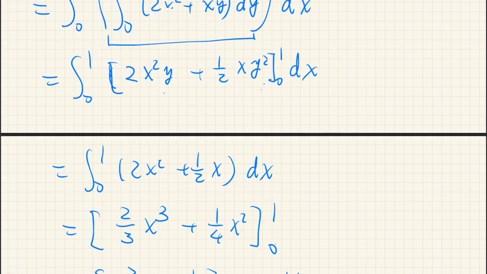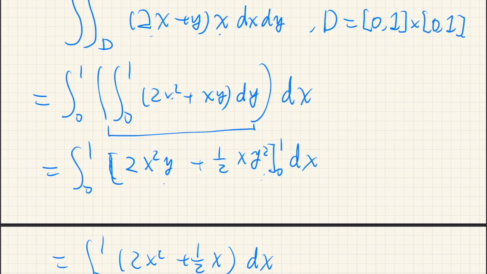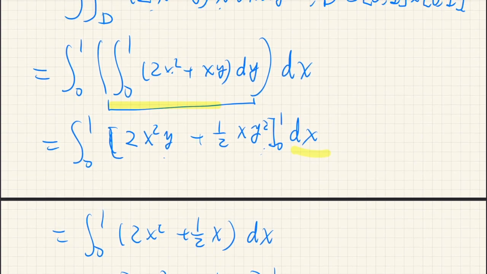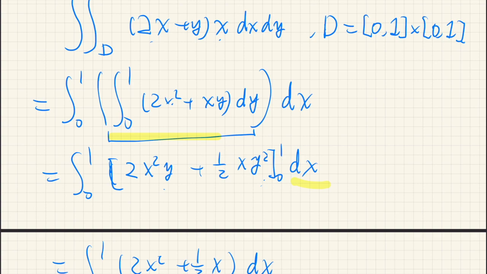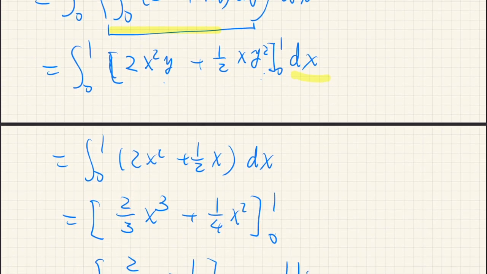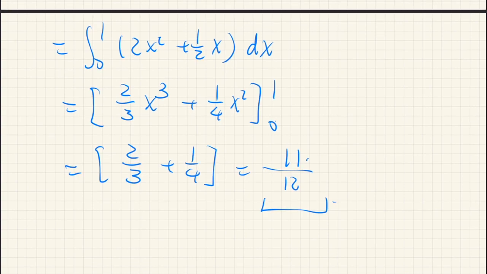So in this calculation, we first integrated with respect to y, then integrated the result with respect to x. But we can do it in a different order. That is, first integrate with respect to x, then integrate with respect to y. You should do that to check that it gives the same result.